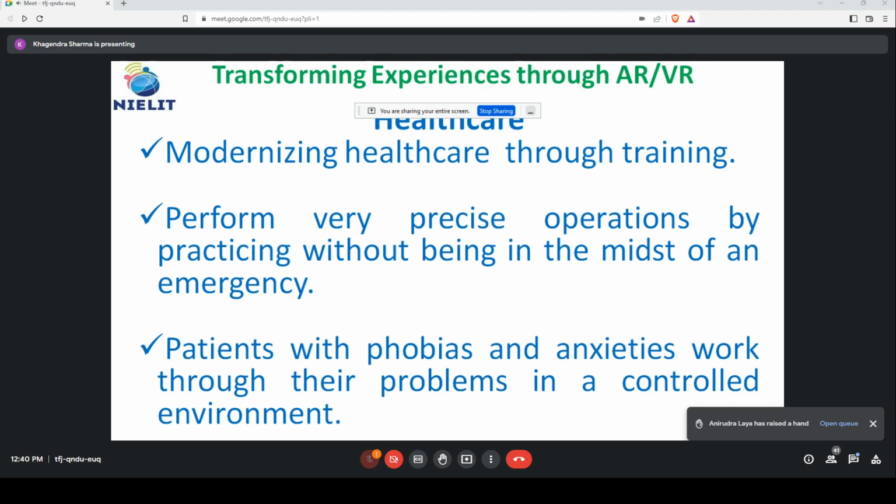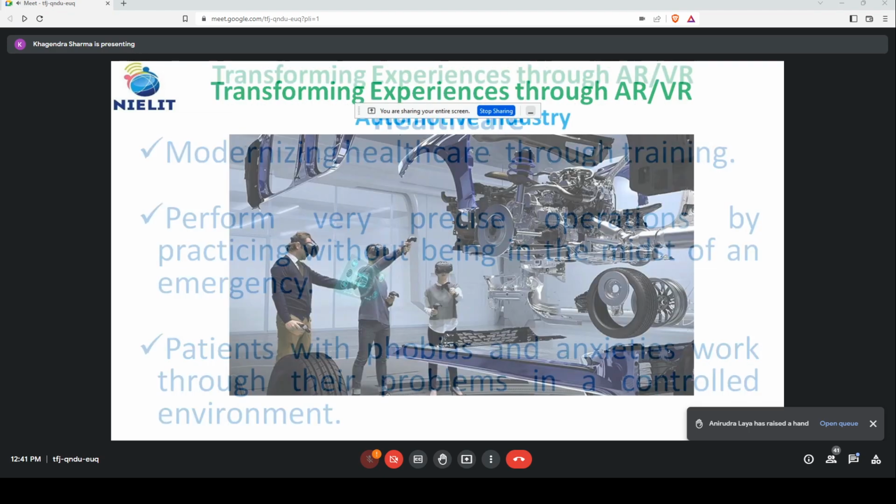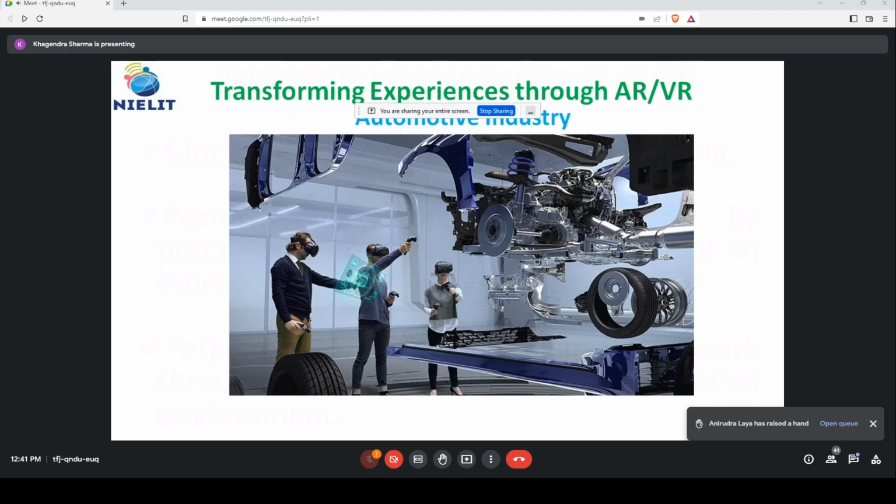What happens in virtual reality is that a simulated environment is created, say a closed space. It's not reality, it's virtual reality. The patients are kept there and get their own time to walk through their problems and then come out of them. So these types of things can also happen using AR and VR. That was the case of healthcare. The entire operations and all can be done using that.